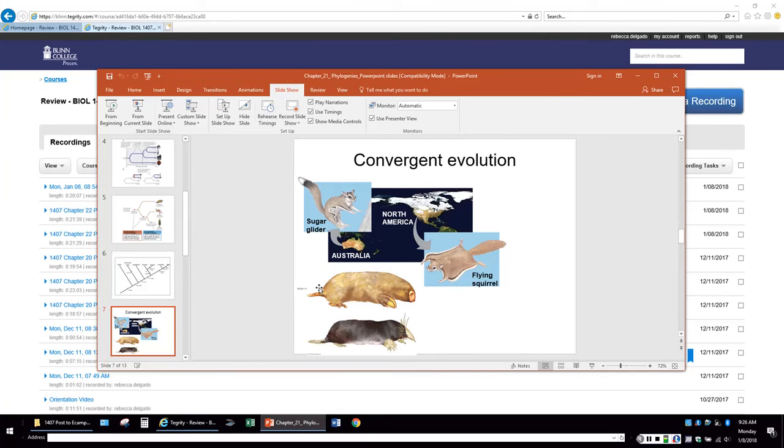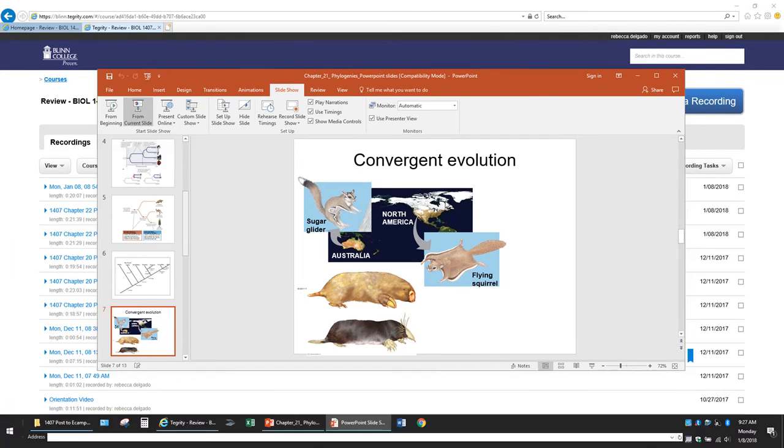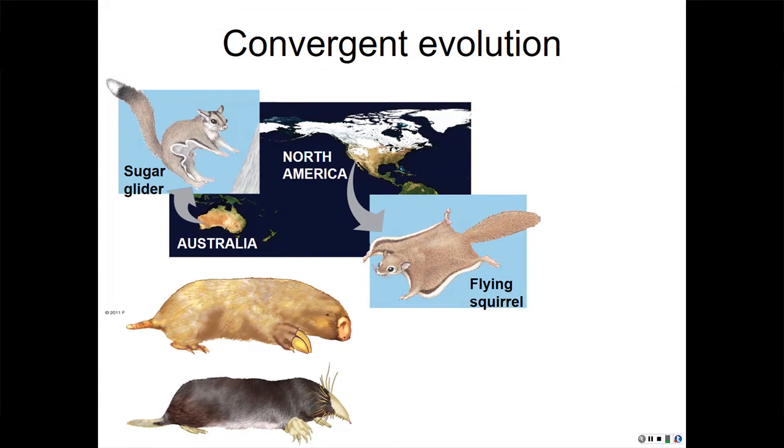Hi, so welcome back. We are going to finish up chapter 21. One of the things to be aware of when trying to gather a phylogeny is that not all similarities actually indicate homology, actually indicate an evolutionary relationship. So something called convergent evolution is the independent evolution of similar features in different lineages to deal with the same environmental conditions.